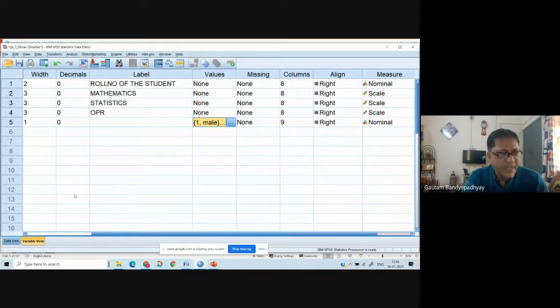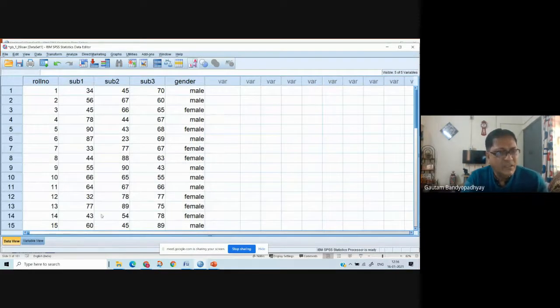And this is now the data view. There are 15 roll numbers, different marks, subject 3 marks, and this is the gender. Naturally, male equals 1. How do you convert this? This is called the toggle switch. Just see my mouse movement. This is called the toggle switch. If we select this, it will show 1, 2. We select this, so it will come under value labels.